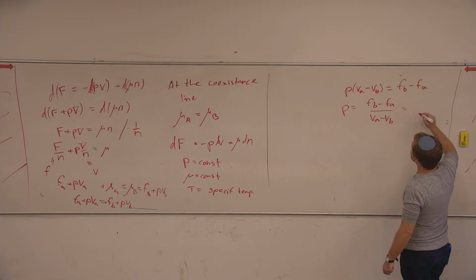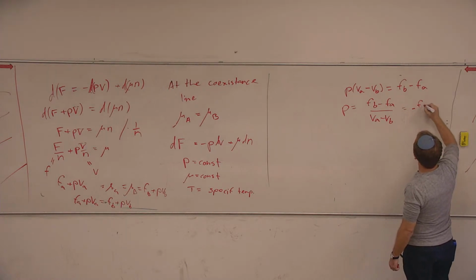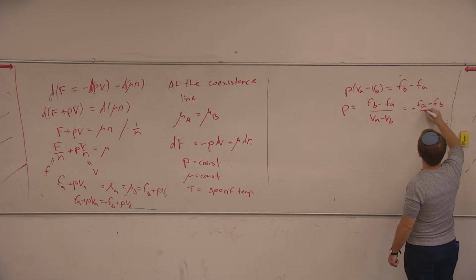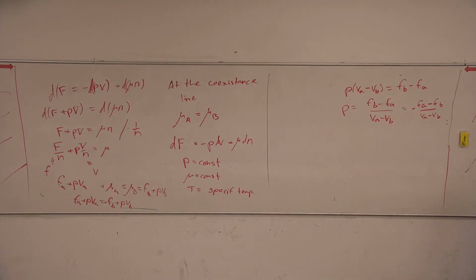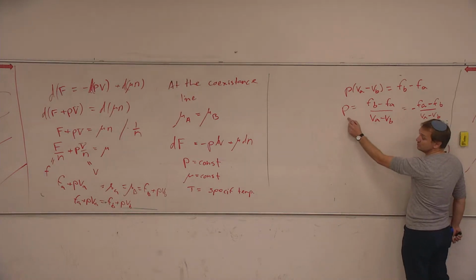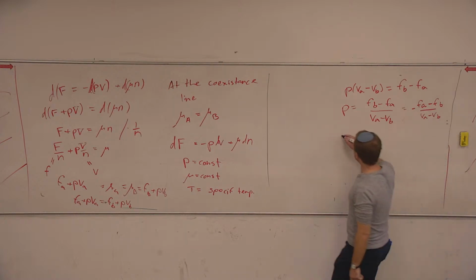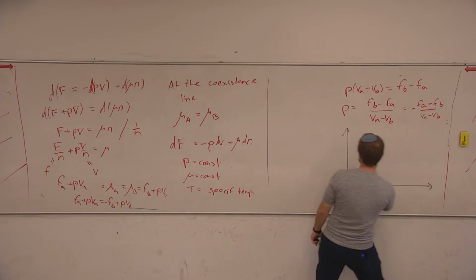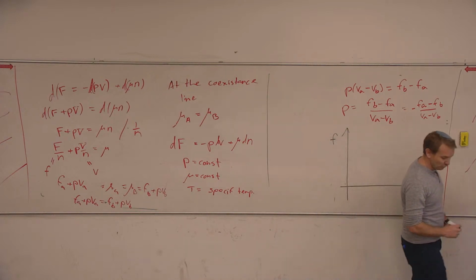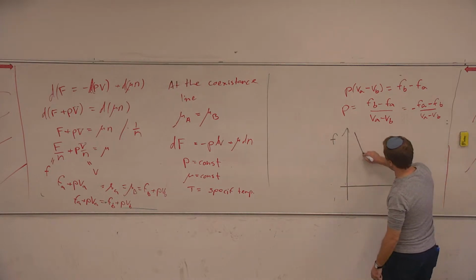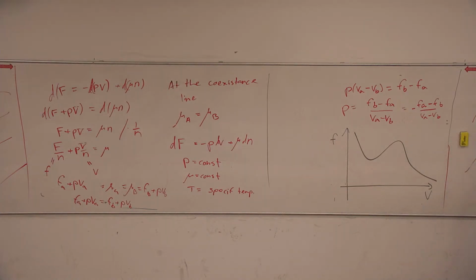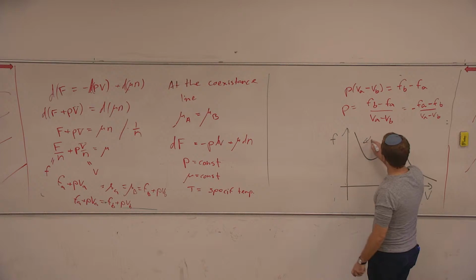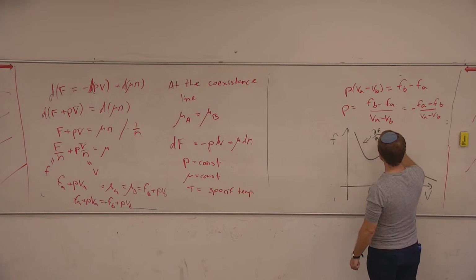Or we can say this is simply as minus FA minus FB divided by VA minus VB. This is the critical pressure where the phase transition has to occur. Now, if we plot again our F as a function of V, and we have this behavior, what it basically means is that we know dF/dV equals minus P.